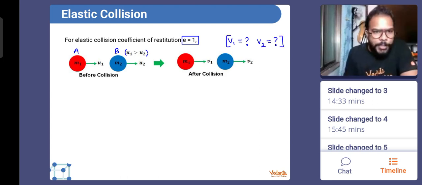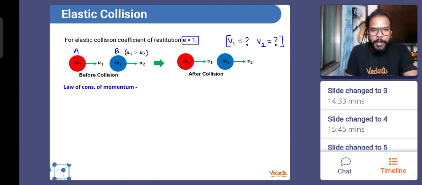Okay, everyone, so pay attention. These are the steps that we will be using to find out the values of V1 and V2. As it is a collision, and whatever be the type of collision, the law of conservation of momentum will be applicable. So the law of conservation of momentum is what we will apply first. How do I apply it here?